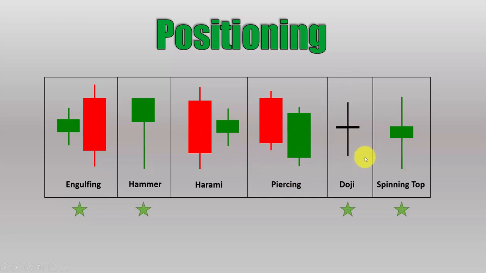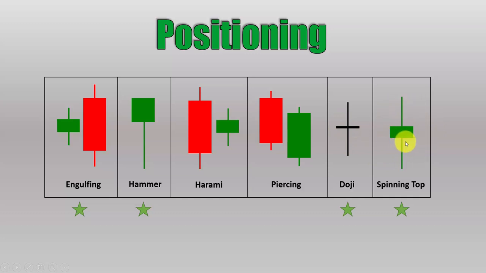Doji, I'd say, is probably the most important one, and it's definitely the most different one because it actually doesn't have a color to it. It indicates that, of course, the bulls and the bears fought. Nobody really came out on top, and you can actually see the buying and selling pressure based on the shadows. So larger upper shadow, a lot more sell pressure. Larger lower shadow, a lot more buying pressure. That's the logic we've been going off of this whole time.